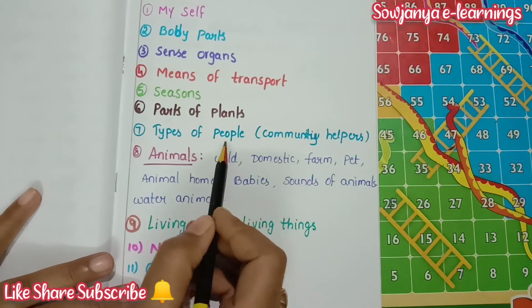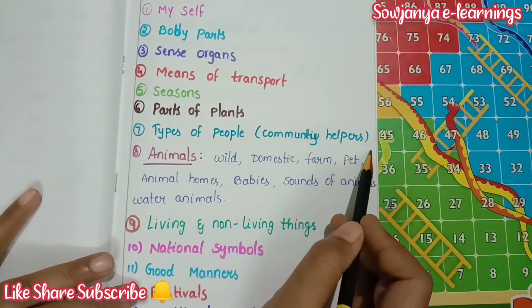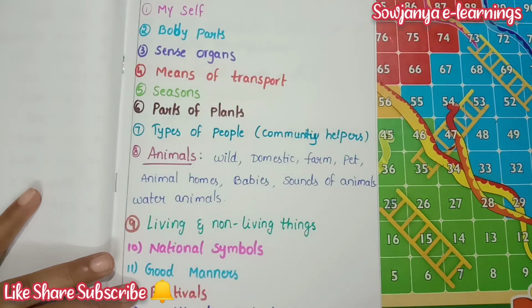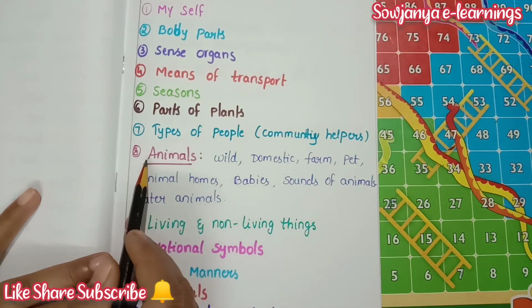And types of people. Types of people means community helpers. Who will help us? Like sweepers, postman, watchman, policeman. We have teacher. These all we call as community helpers. And how they will help us. We have to teach them like that.